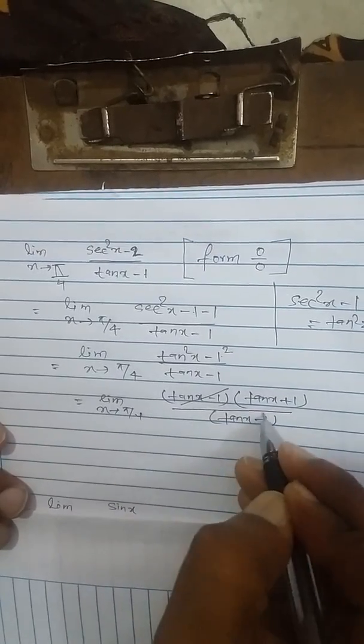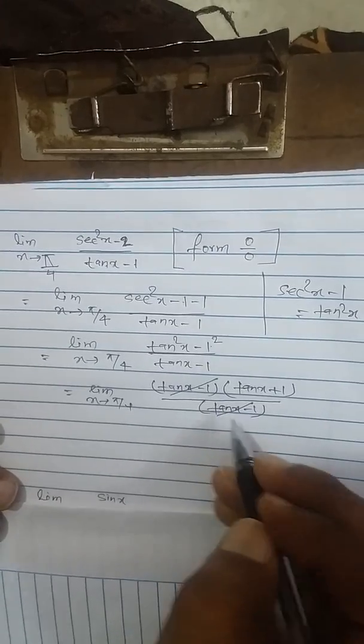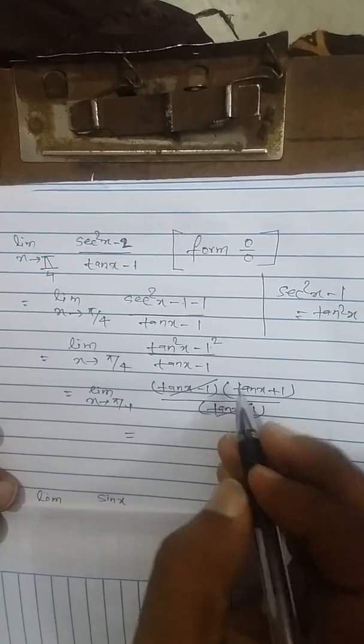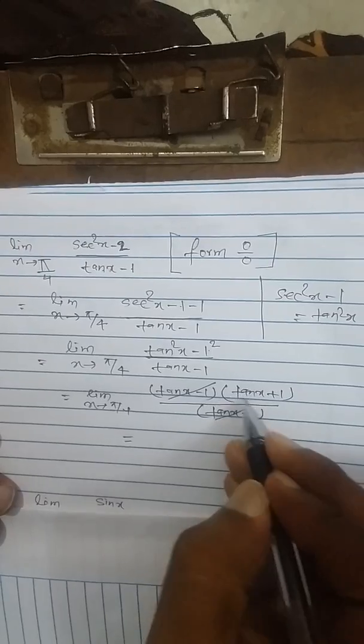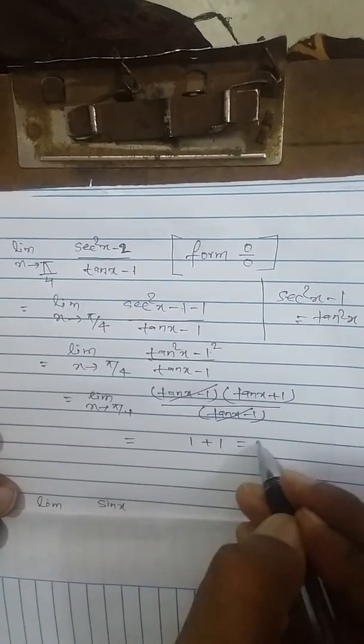Now tan x minus 1, tan x minus 1 cancel. The factor making 0 upon 0 has been cancelled. Now we simply substitute the value here. Put x equal to pi upon 4. Tan pi upon 4 is how much? 1. And this one is again 1. 1 plus 1 equal to 2. That's the answer.